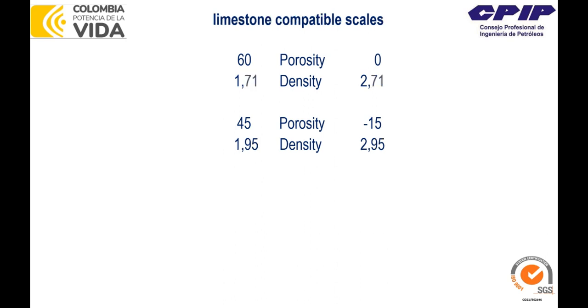The limestone compatible scales. Obviously the same logic applies for the limestone compatible scales. For the porosity it's from 60 to 0, for the density 1.71 to 2.71, and for the porosity from 45 to minus 15, and for density 1.95 to 2.95, right? So obviously here we're never going to see the porosity at minus 15, but we need this limit to be able to see the density up to 2.95.